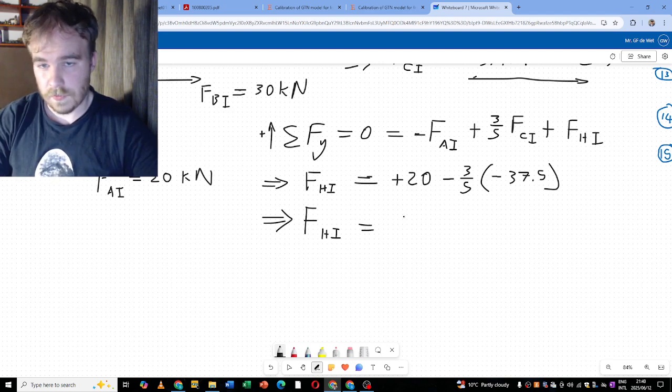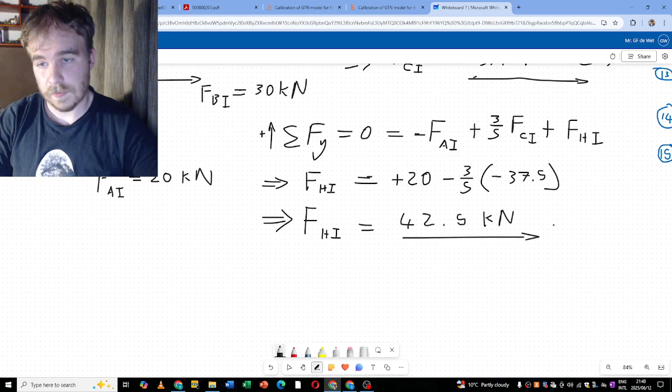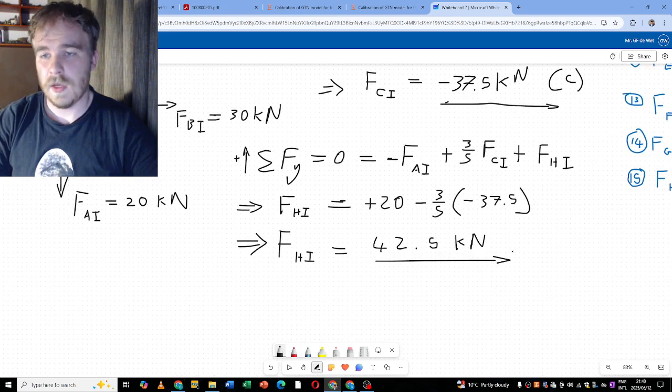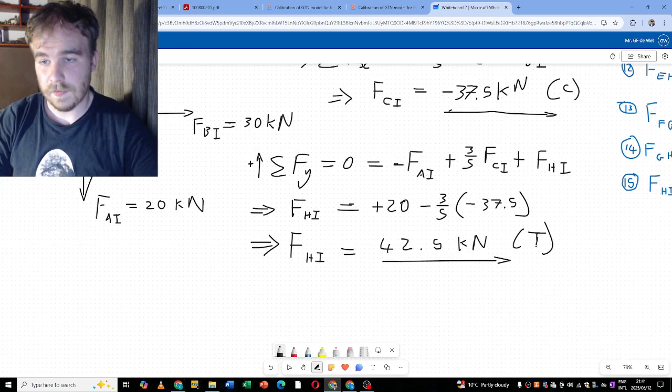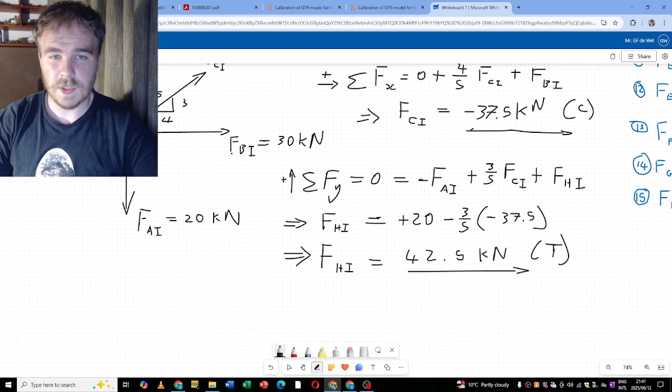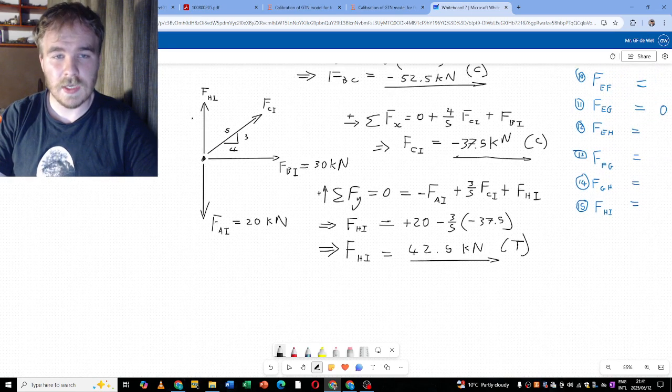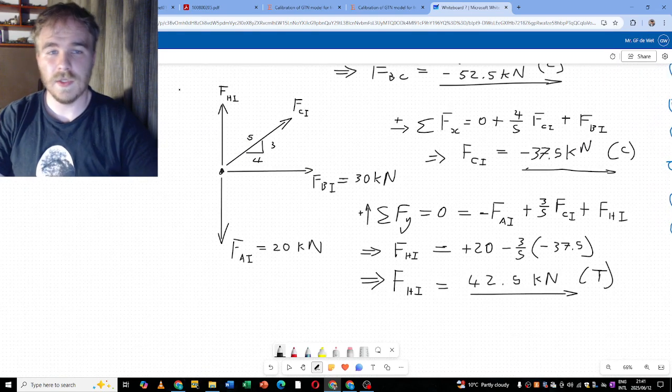Should be 42.5 kilonewtons. And this is positive, so it's going to be a tension value. Well, this member is going to be in tension. And let's just see if that makes sense once again.